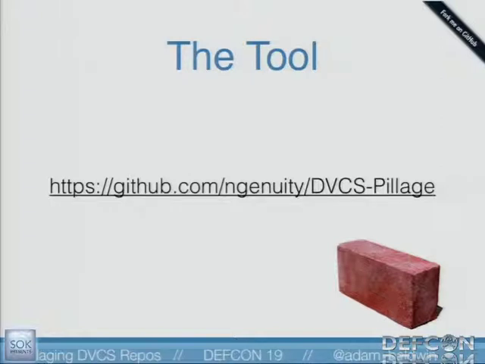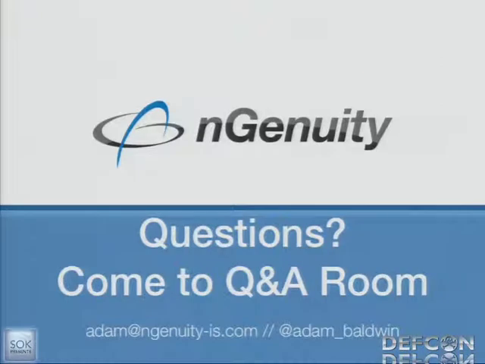Please fork and contribute. There's lots of bugs. There's stuff that it could use feature-wise. It could use some love. Please contribute. Questions and answers in the QA room. That's it.